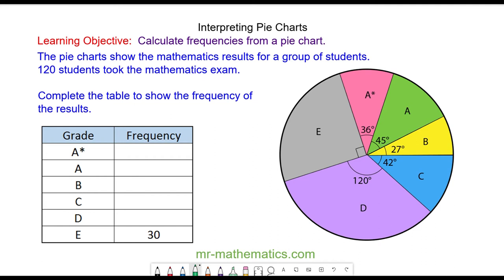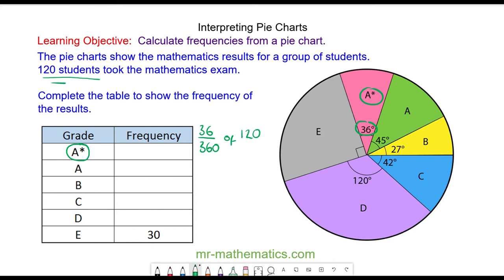So this pie chart shows the information of 120 students' results when they took a mathematics exam. To begin with, we're going to calculate the frequency for those students who achieved the grade A star. We can see the grade A star is 36 degrees of our circle, and this 36 degrees is out of the entire 360 degrees inside the circle. And this is a fraction of the total sample, which is 120.